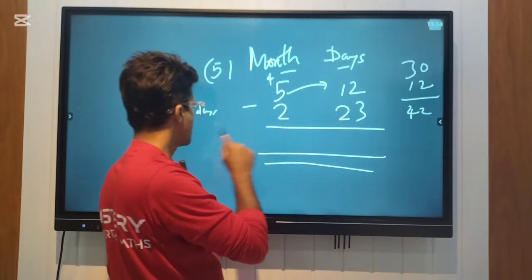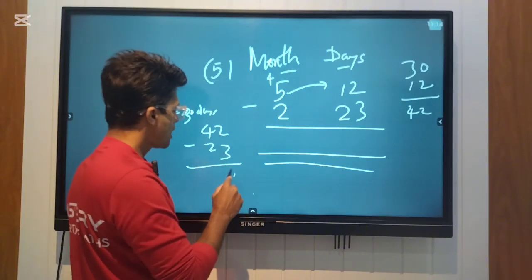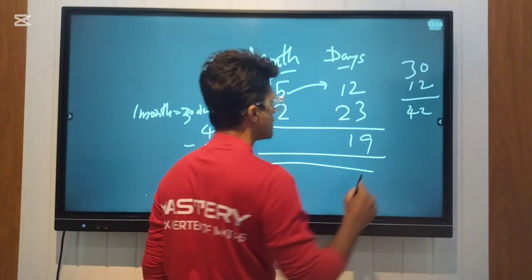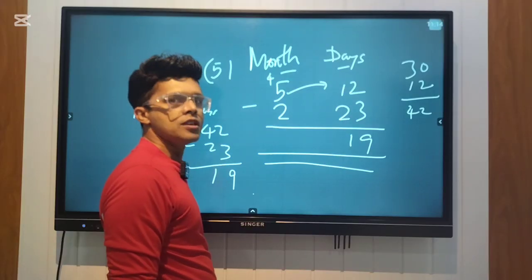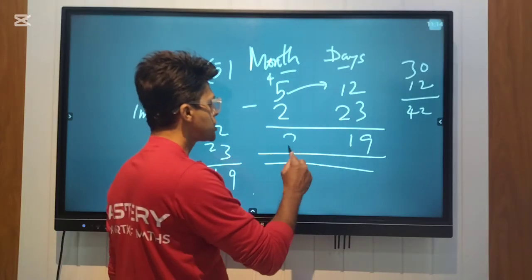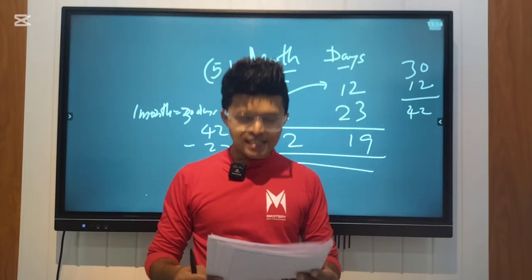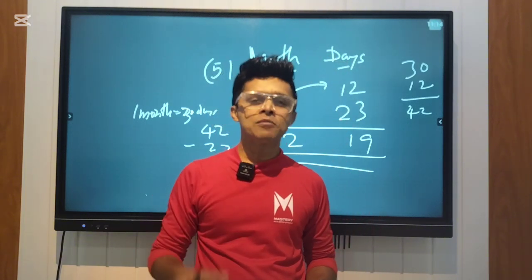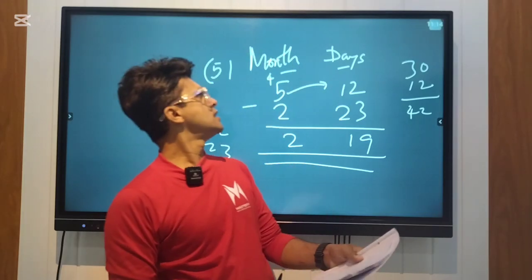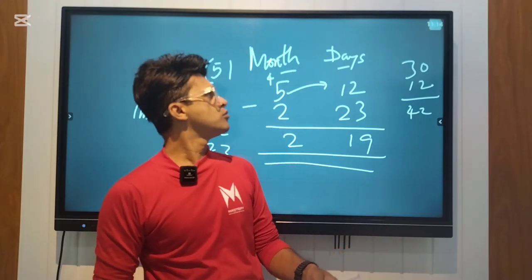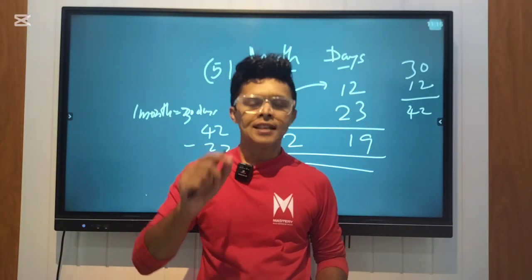How do you subtract this? 42 minus 23. Then 12 minus 3 is 9, 3 minus 2 is 1. Here 19. Previously you took 1 from this 5, then this 5 became 4, then 4 minus 2 is 3. So the answer is 2 months and 19 days. Okay, so when it comes to these questions, every time you borrow 1 from the months segment, you are getting 30 days, not 31 days, 30 days.